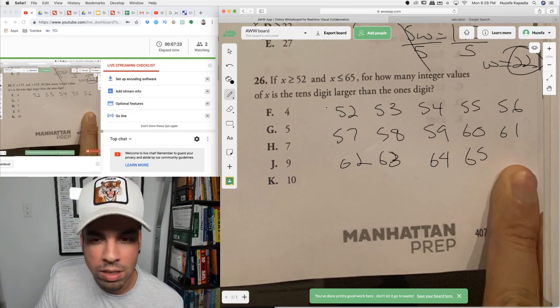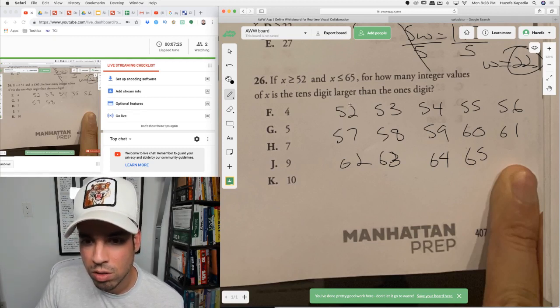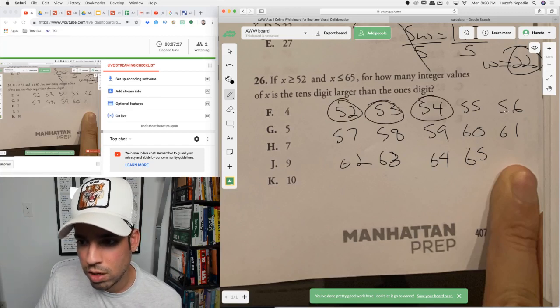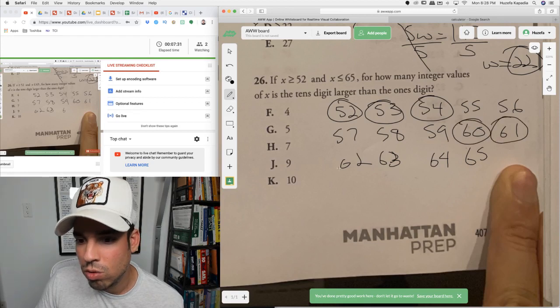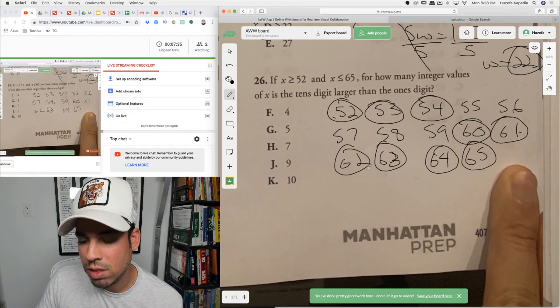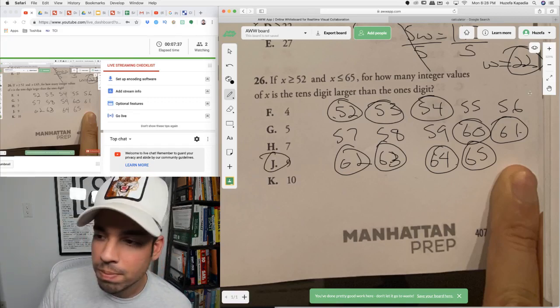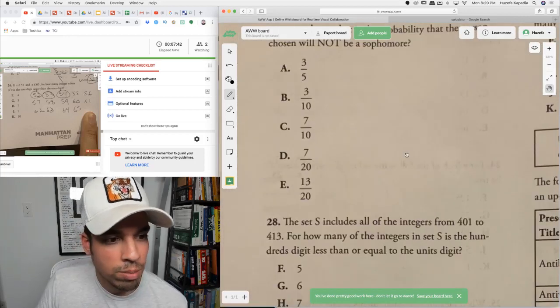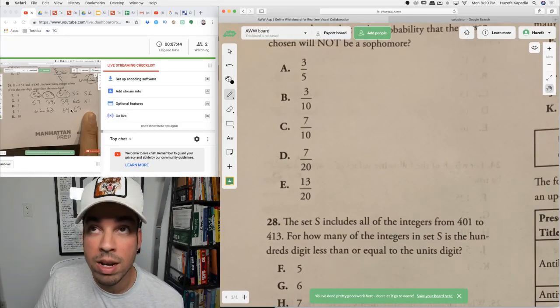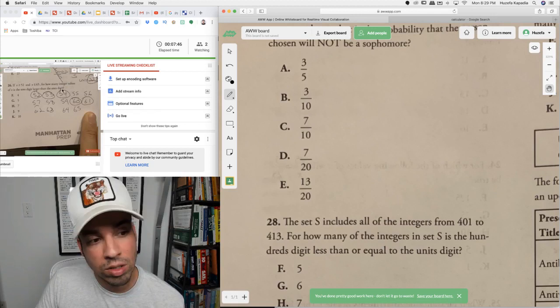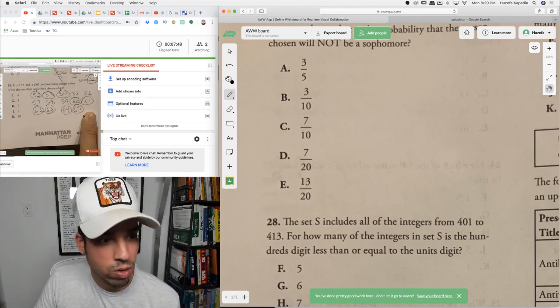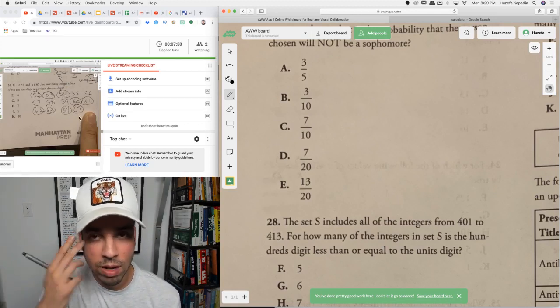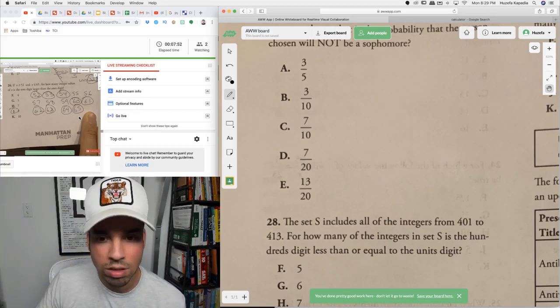And then for how many is the tens digit larger than the ones? 1, 2, 3. Not this one, not this one, not this one, not this one, not this one. 1, 2, 3, 4, 5, 6. So 1, 2, 3, 4, 5, 6, 7, 8, 9. That's it. Didn't really take that long. Not a terrible strategy, but you could probably figure it out without writing it out and say, obviously 52, 53, 54, and then all the 60s, so all 6 of those. I don't know.